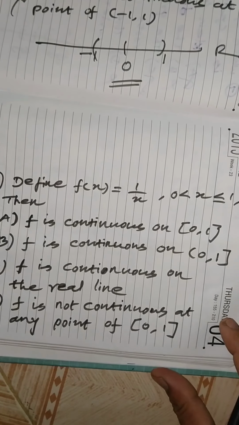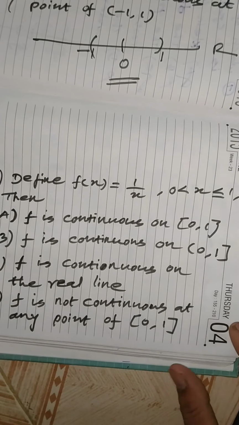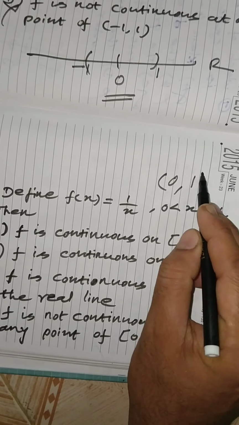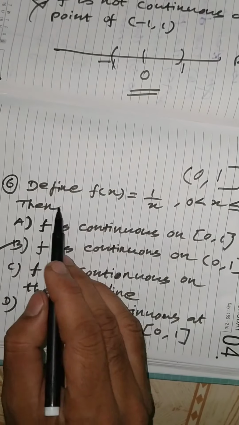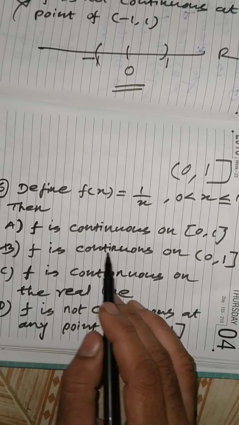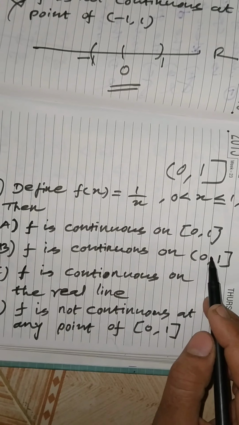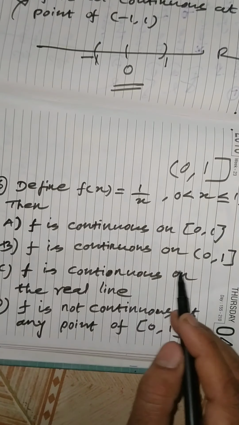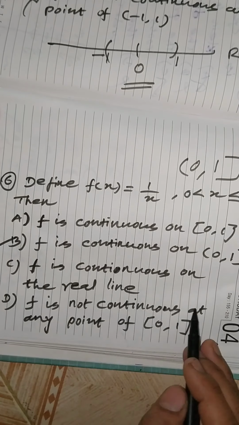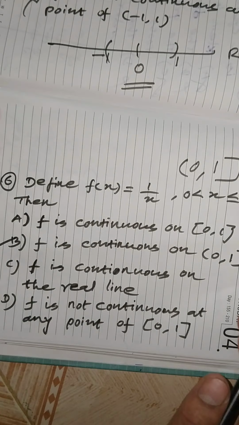Next, the sixth one, this is also a very easiest one. Define f of x, f of x is defined like this: 1/x, 0 less than x less than or equal to 1. You can write it like this also. Then f is continuous on closed interval 0, 1. F is continuous on semi open interval 0, 1. F is continuous on the real line. F is not continuous at any point of 0, 1.